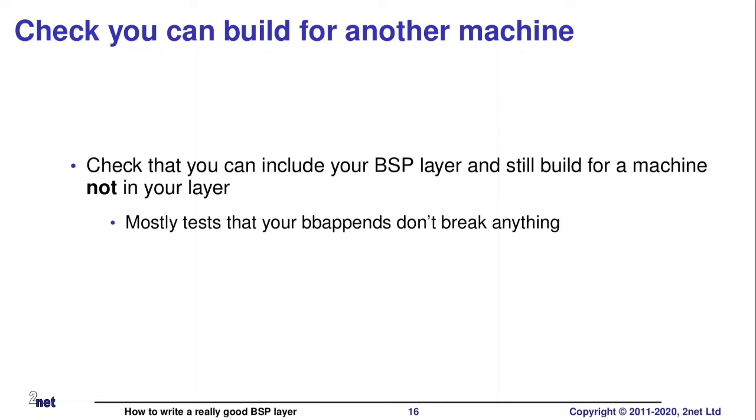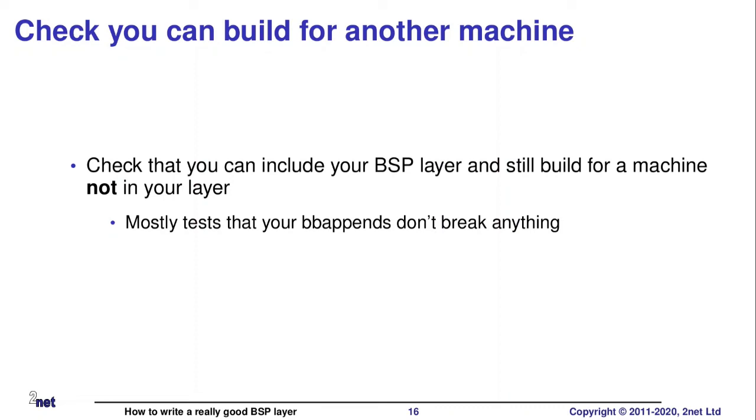So bottom line, I should just have two BSP layers. Yes. If you have two machines which are kind of not compatible, load both, add both layers, and do builds for both machines at the same time. I note that meta Raspberry Pi covers pretty much the entire Pi product line, which are three different architectures. But they're all careful not to break each other.